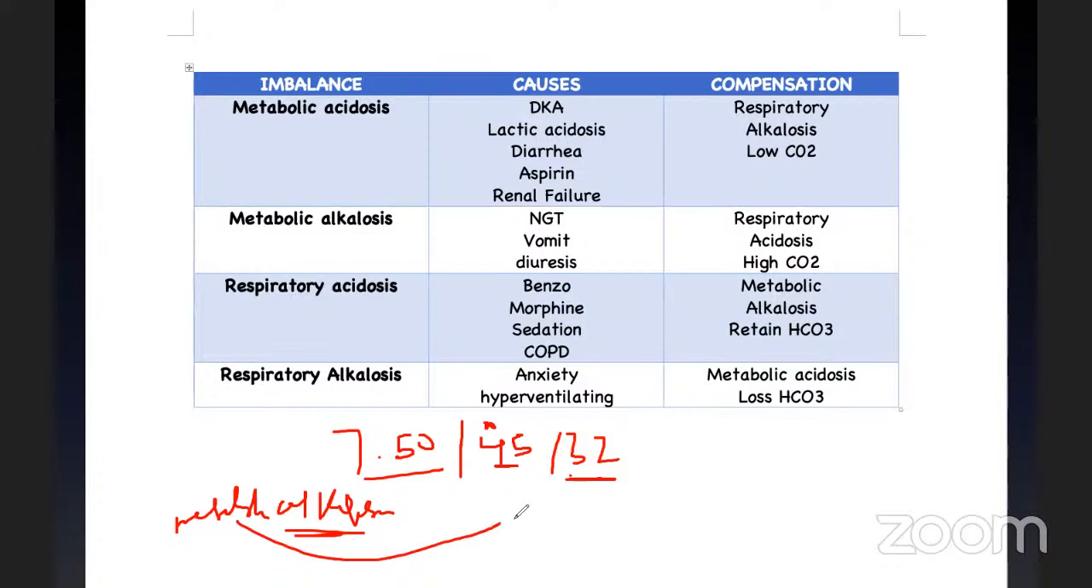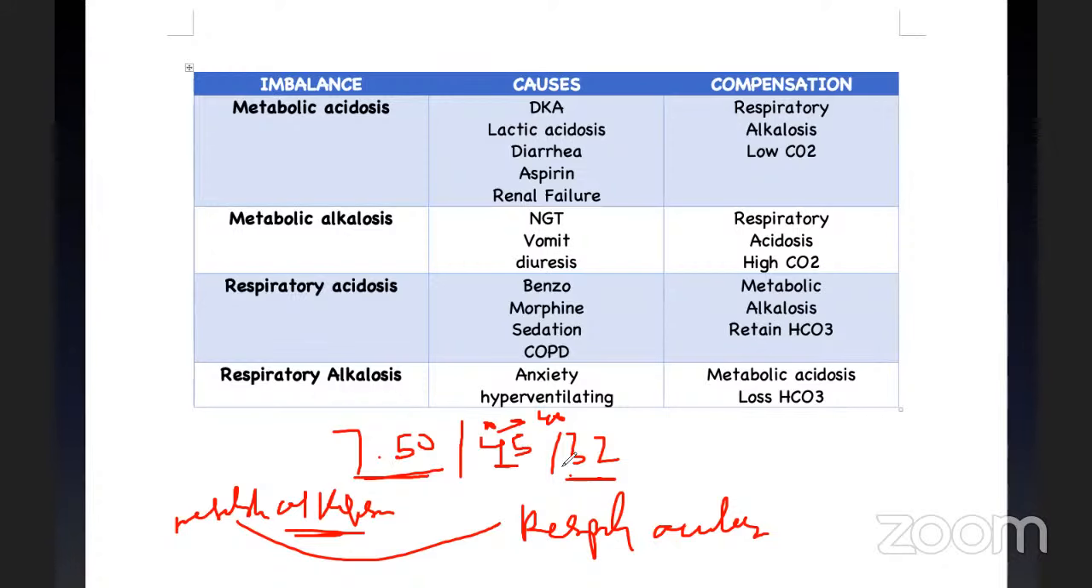Flip it. Metabolic is respiratory. Alkalosis is acidosis. This is close to 40. It's not enough. It has to go up enough to make this pH low. Therefore, this is still metabolic alkalosis uncompensated. It's not even partially compensated because it's 7.5. It's way far away from 7.4.